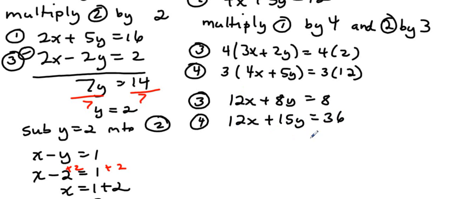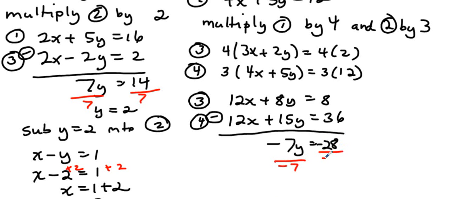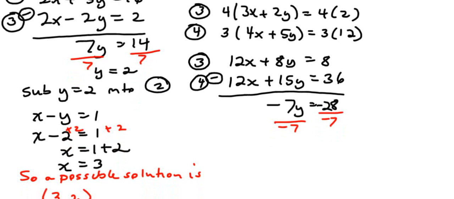Well, now we have coefficients that are the same for our x's, so that's awesome. Because they're the same, subtraction. So when I subtract, I get 0 there. 8 minus 15 is minus 7y, and 8 minus 36 is minus 28. So when I divide by minus 7 here and here, a minus divided by a minus is a plus, of course. And so we're going to end up with y equals 4.